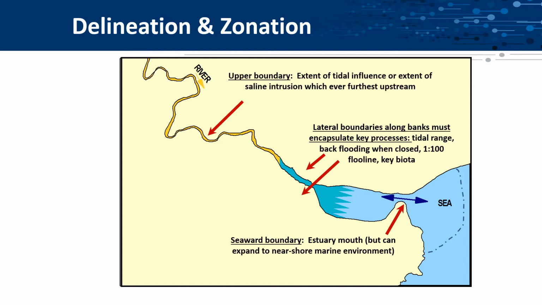The lateral boundary is about the 5-meter contour, and it encapsulates the full tidal range, the areas that need to be backflooded, the 1 in 100-year flood line, and other key biotic processes. And the seaward boundary in South Africa's case is generally the estuary mouth, but it can be extended out to sea. We have the methods and the abilities to do that.